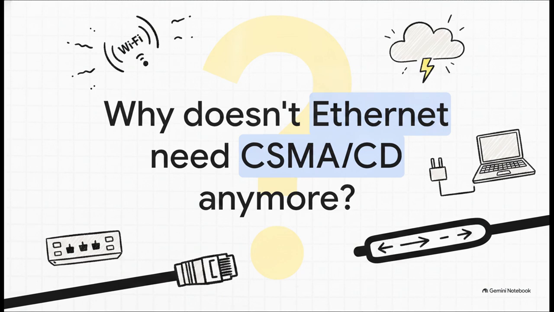Which actually leaves us with a pretty fascinating puzzle for our next explainer. We just saw how Wi-Fi constantly has to listen for traffic to avoid data collisions in the air. But if wired Ethernet is also a network, why did it completely abandon its own collision detection system years ago? How exactly does a data packet speed through a modern corporate LAN without crashing into everything else?